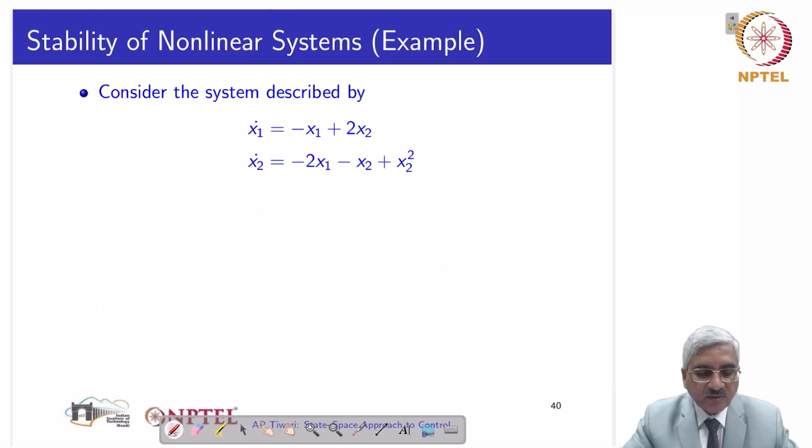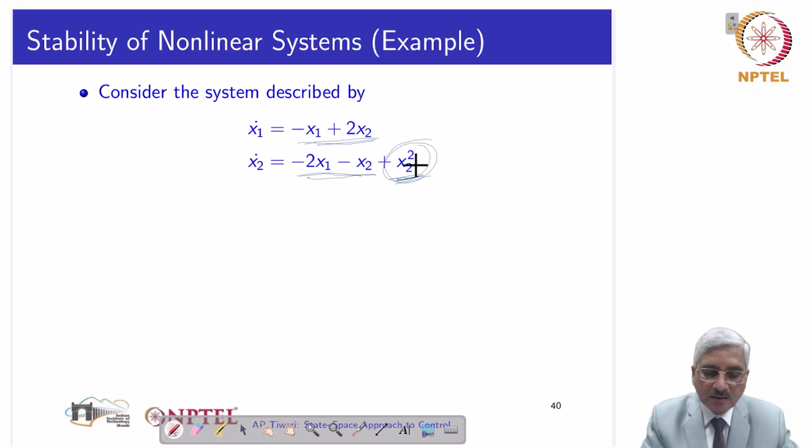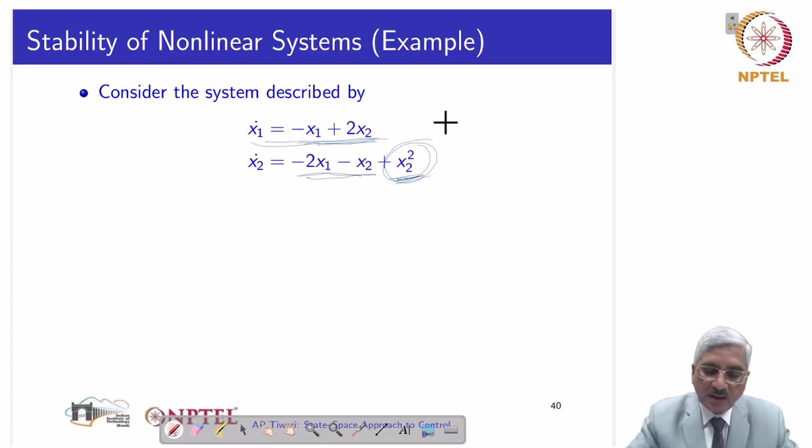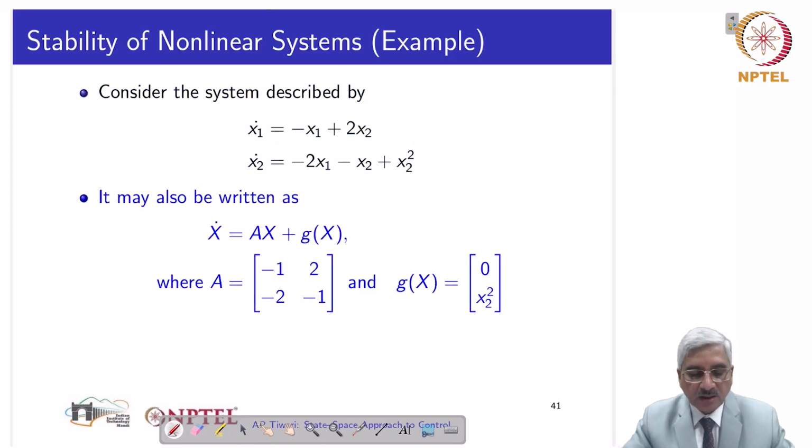So now we take one example. Here we don't have to do Taylor series expansion. It is already given such that the linear and nonlinear components are visible. x1 dot is minus x1 plus 2x2, and x2 dot is minus 2x1 minus x2 plus x2 square. So this term is the nonlinear part. It is in the derivative of the second state. In the first state everything is linear. So together, of course, it is a nonlinear system because of that quadratic term.